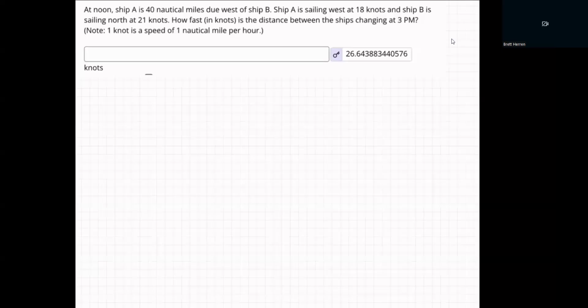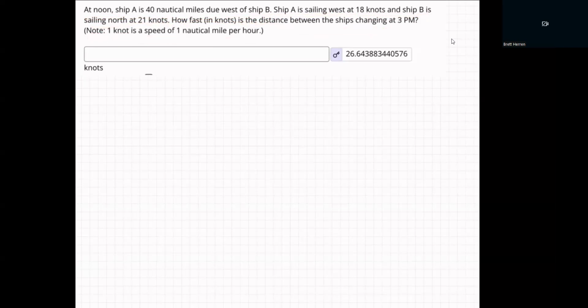Okay, on this question, it says at noon, ship A is 40 nautical miles due west of ship B. Ship A is sailing west at 80 knots, and ship B is sailing north at 21 knots. How fast in knots is the distance between the ships changing at 3 p.m.? Note, 1 knot is a speed of 1 nautical mile per hour. It's like a mile per hour thing.